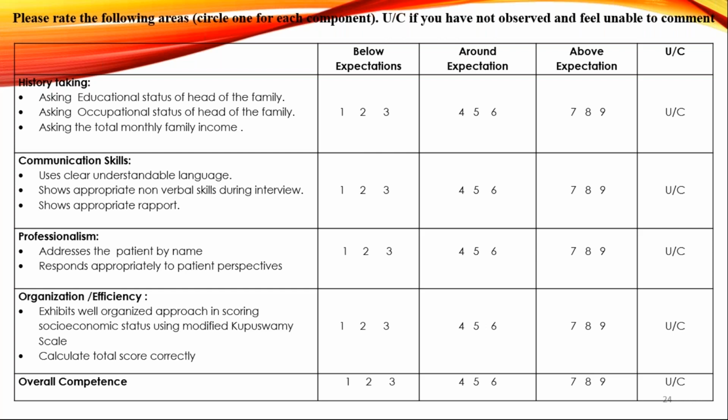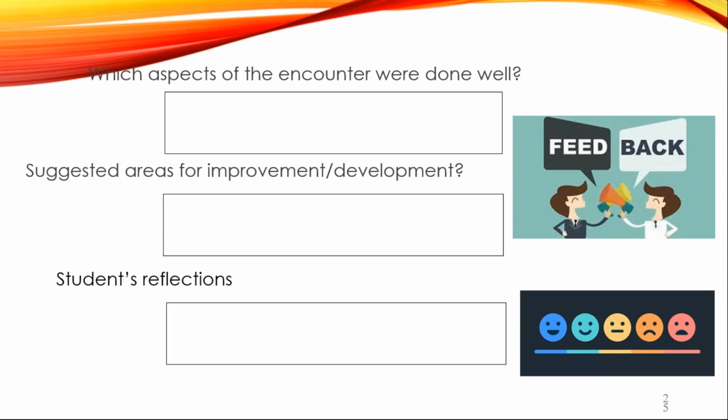If it is between 1 to 3, it is below expectation; 4 to 6, around expectation; 7 and above, it's above expectation. Then there is space for the encounters they have done well and suggested areas for improvement and development. Finally, the student can give their reflections also.